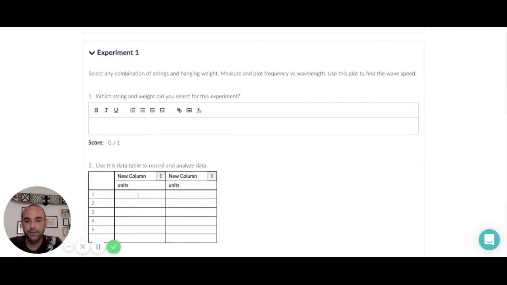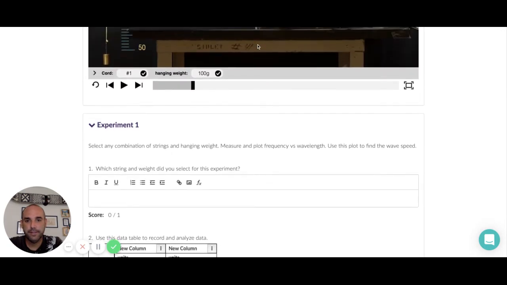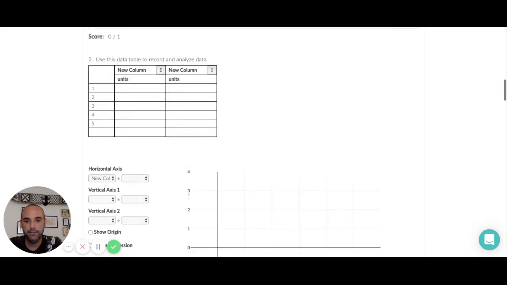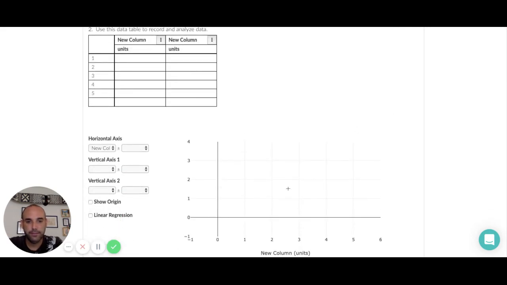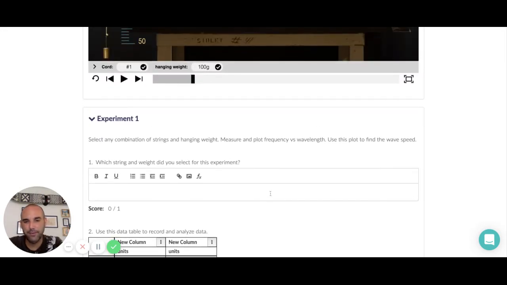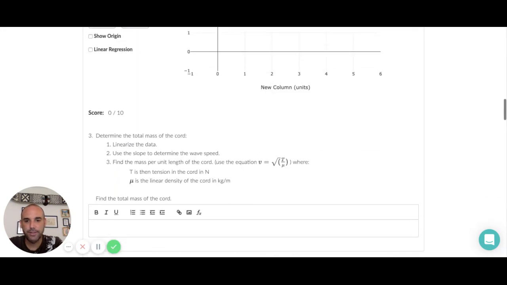So I would have 2 meters being the wavelength, 16.3 hertz is the frequency, but I'd have to do 1 divided by 16.3 to put into that column. And then I should get a linear graph. So 1 over frequency would be my x-axis, and my wavelength would be my y-axis. That should give me a straight line, and hopefully the slope of that line would tell me the velocity. So I kind of gave you a hint on the first experiment just to get you going.